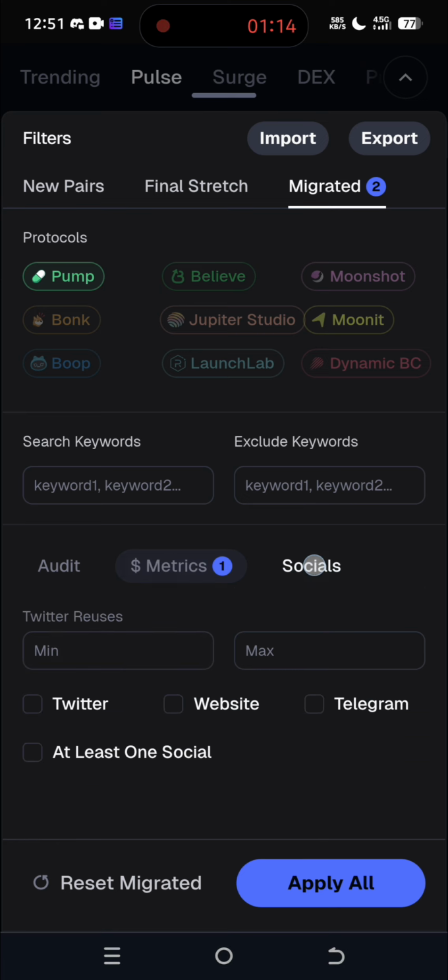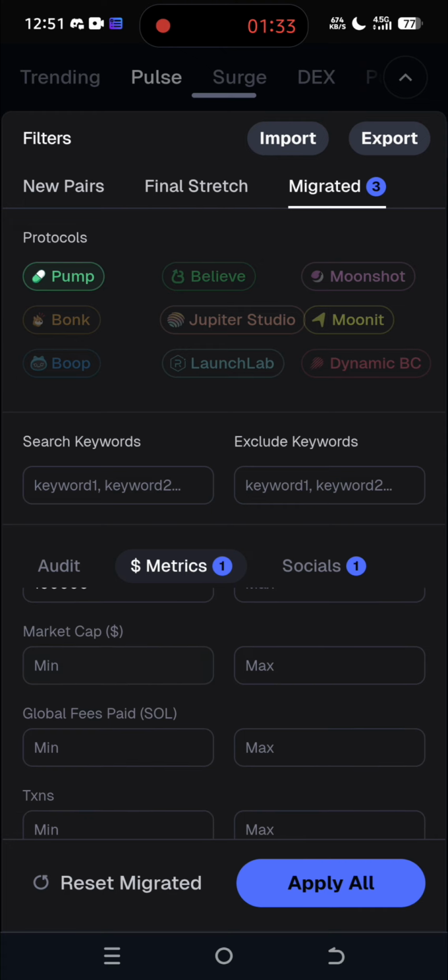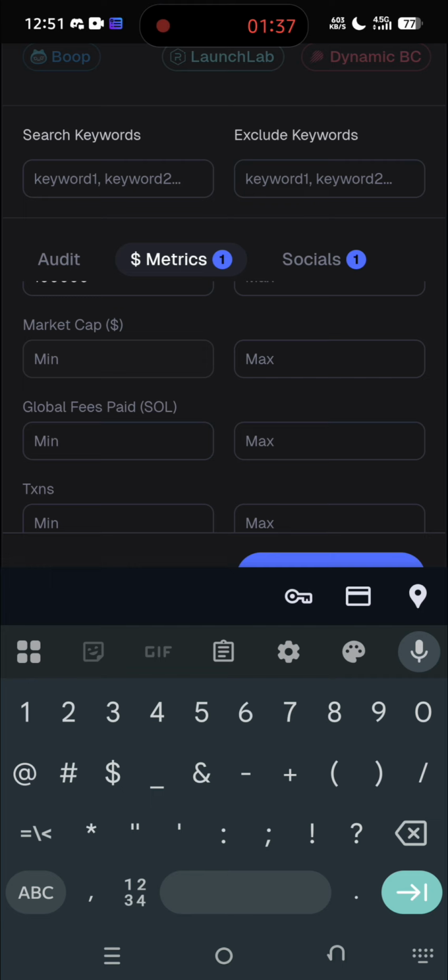So you go to socials and click on at least one social. So at least it must have one social account. If you want to be specific, you can click on any one. But I use that it must have at least one social account. Whether it has a Telegram, website or a Twitter account, I'm good. So once I use this filter, then the minimum market cap is 20,000 market cap.